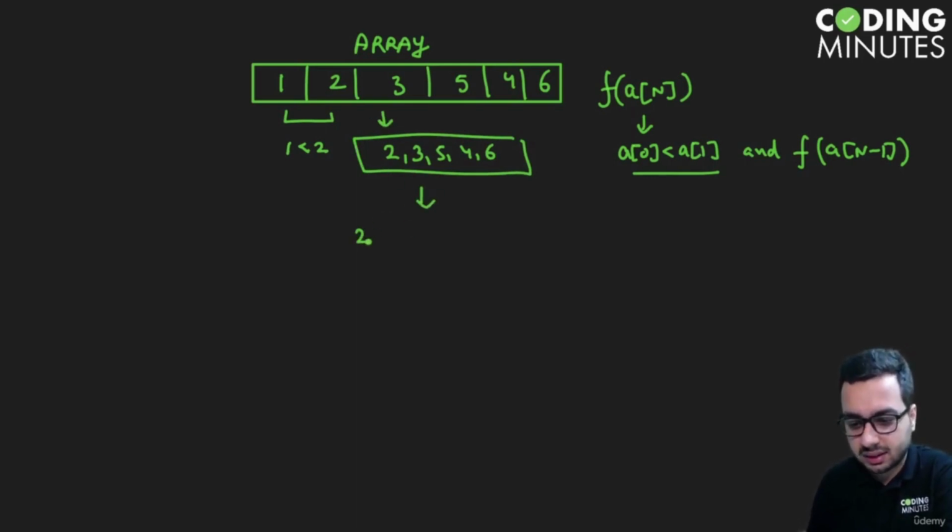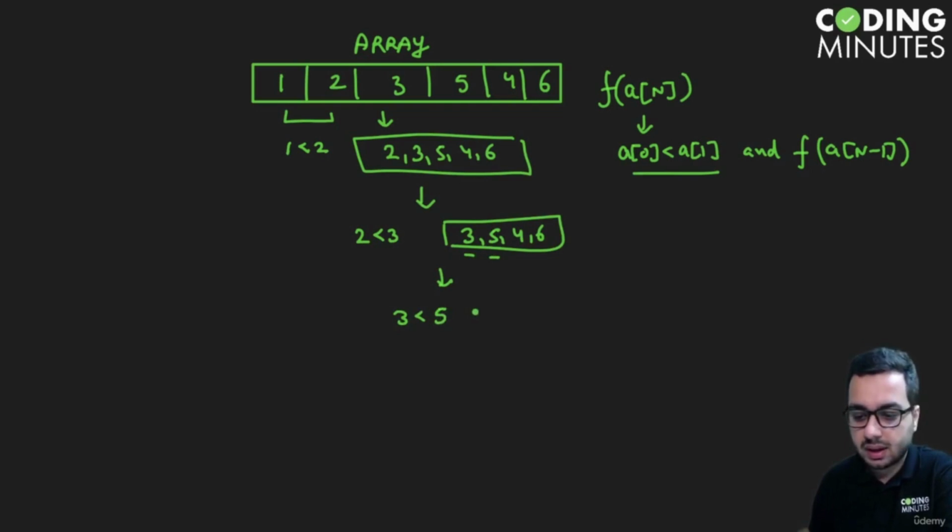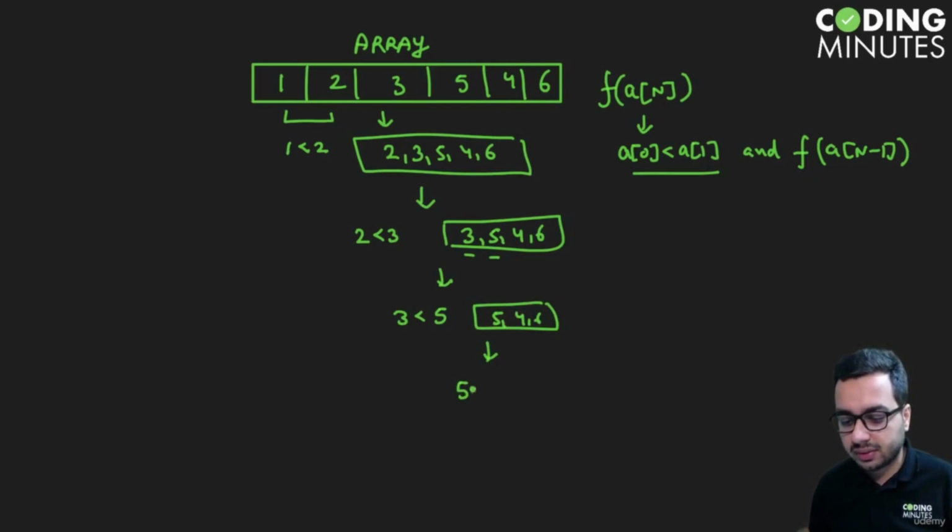2 is less than 3, yes. Then we will make a call on the remaining array, that is 3, 5, 4, 6. Then we break it down. Now for this array, a0 is less than a1, yes. 3 is less than 5, and we can check that the remaining array, that is 5, 4, 6, is it sorted or not. So now at this point we are going to check, is 5 less than 4?